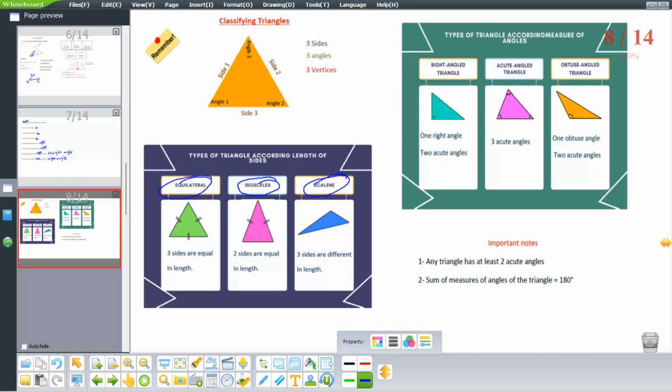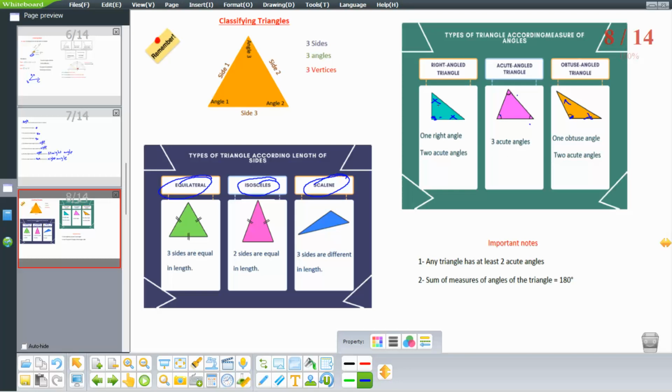Okay, what about the angles? According to the measure of each angle, we have the right angle triangle because it has one right angle. What about the other two angles? Acute. It has one right angle and two acute angles. The acute angle triangle has three acute angles. The obtuse angle triangle has one obtuse and two acute.